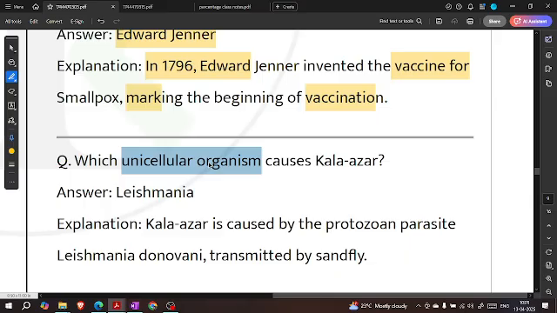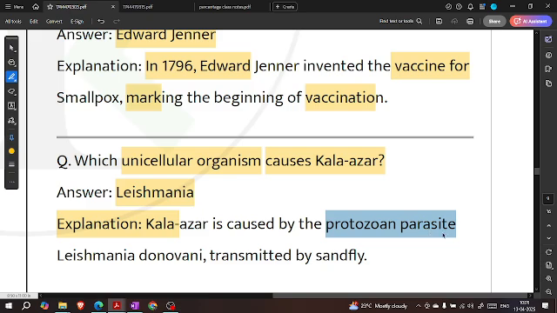Which unicellular organism causes Kala Azar? Leishmania. Kala Azar is caused by the protozoan parasite Leishmania donovani, transmitted by sandfly.